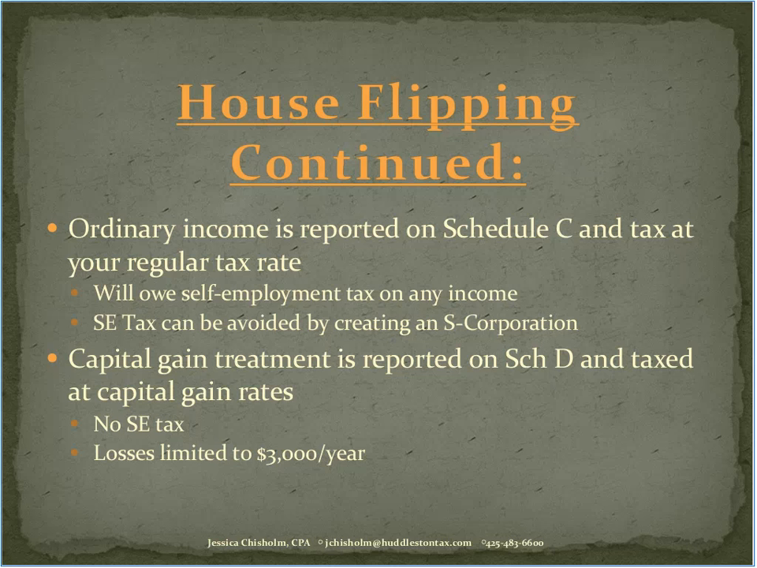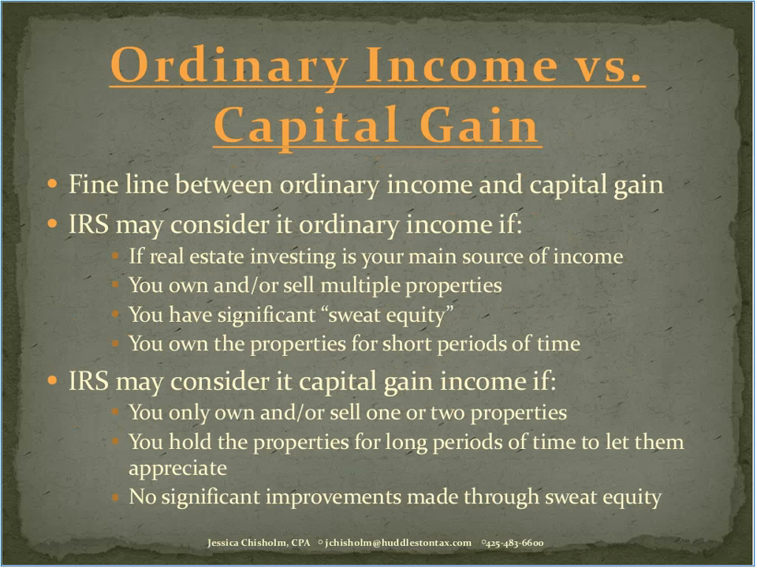If you qualify for capital gain treatment, then the gain or loss is reported on Schedule D, and the gain is taxed at your capital gains rate. So the rate is potentially lower than your regular tax rate, and there's no self-employment tax on the gain. But like I was talking about before, losses are limited to $3,000 a year. You can't just choose whether or not you want ordinary income treatment or capital gain treatment. There is a fine line between which one you qualify for.